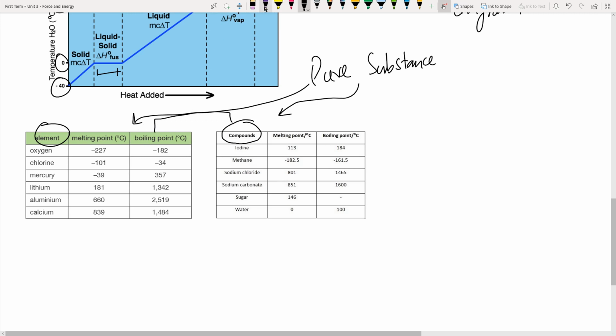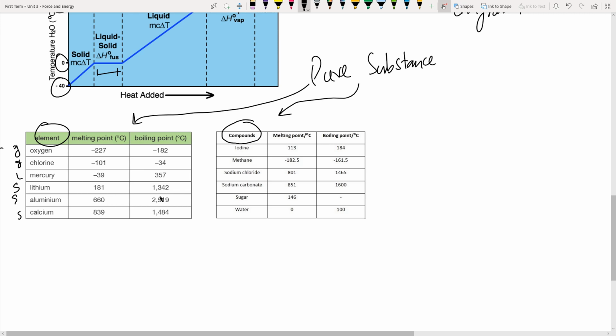So when we talk about boiling points, you can have a look at oxygen and the gases. I mean, it's a gas, right? I'm going to write the word gas. Then we have liquid. Lithium is solid, as you can see at room temperature. It is supposed to be solid. It's 181. Aluminum is a solid. Calcium is also solid.